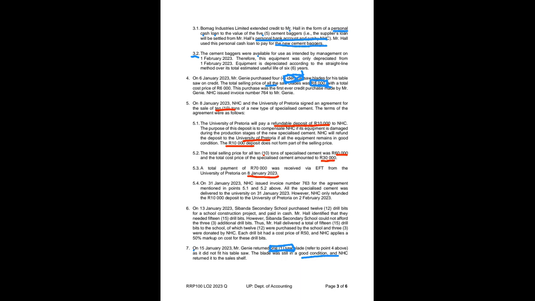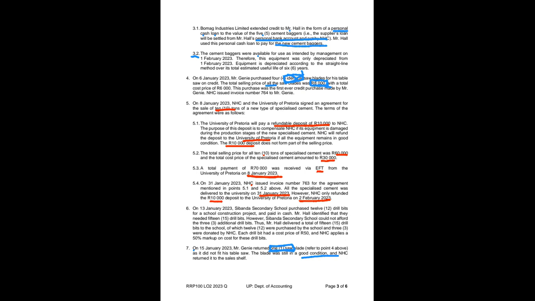So the university paid early, okay? We then see that NHC invoiced them in relation to what we just read only on the 31st of January, okay? And the refund was made to the university on the 2nd of February, okay? So when we're recording this, it's clear that on the 8th of January, there was an increase in our bank account because we are told it was made by EFT. So we know we need to have debit bank 70,000 rand.